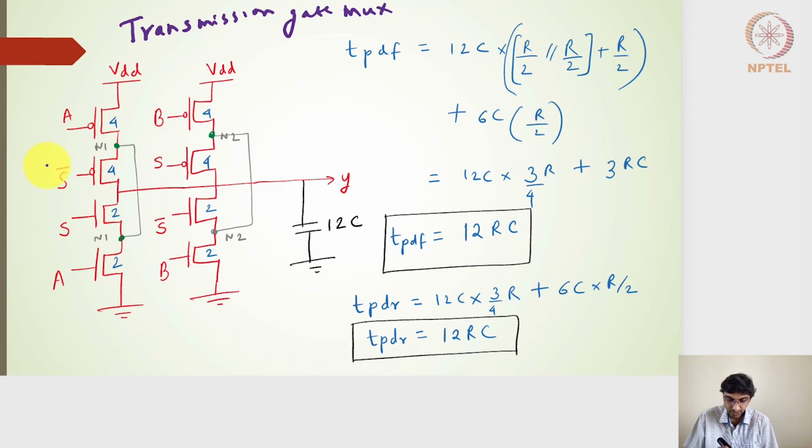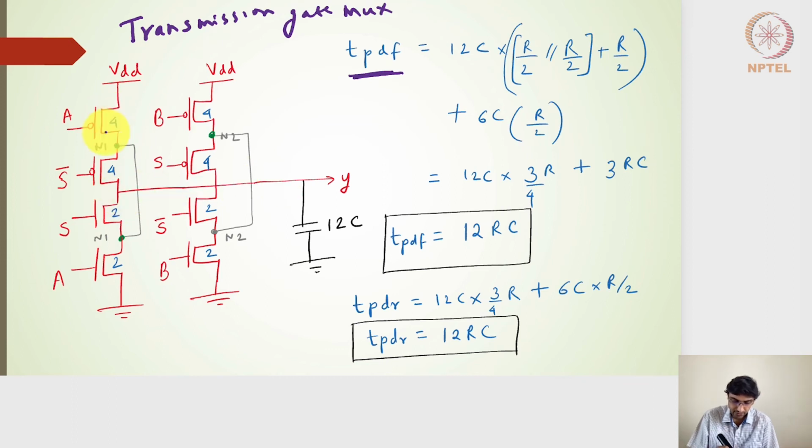Right? Although I have drawn this like a tri-state logic family, because of the connections between N1 and N2, N2 is connected to the N2 here and N1 is connected to the N1 here. So the stick diagram of this represents the transmission gate multiplexer. And in a transmission gate multiplexer, I wanted to find out what the delay is.